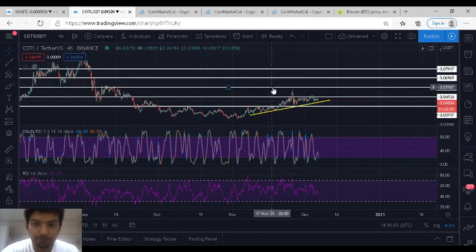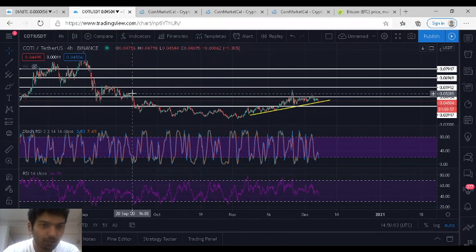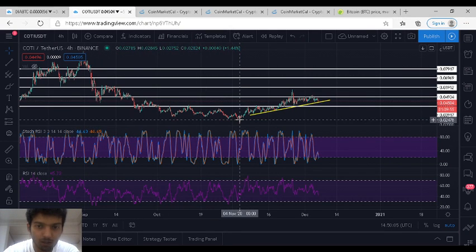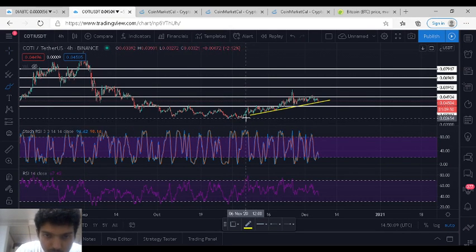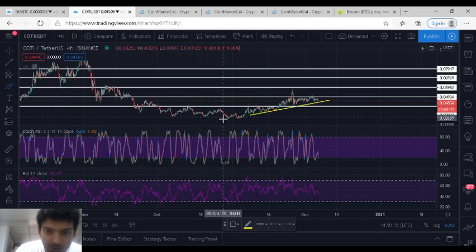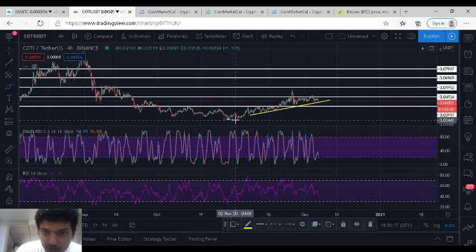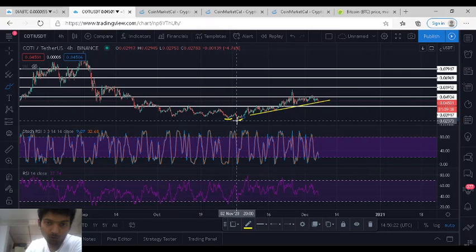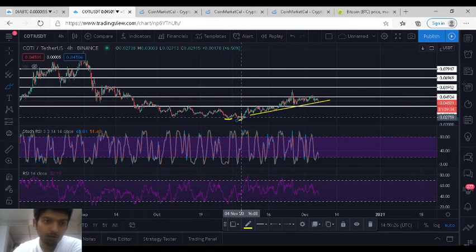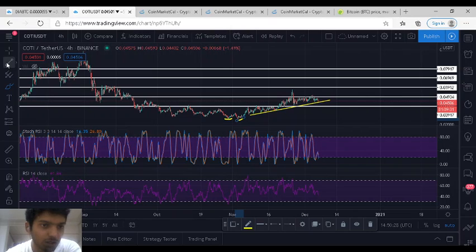Then we have COTI USDT. I entered the trade around this price level, $0.028, and the reason was we have a good double bottom over here, and we were way oversold in this region, and then we had a falling wedge playing out over here.